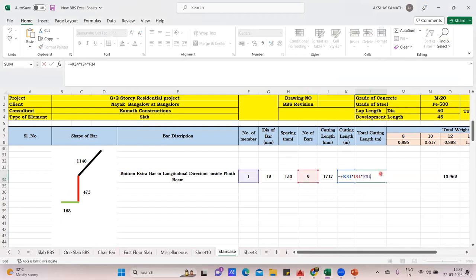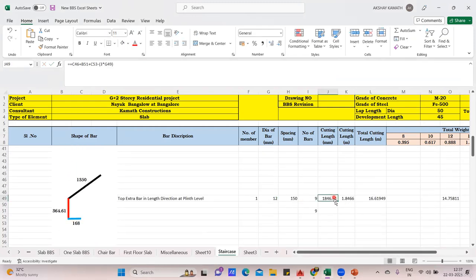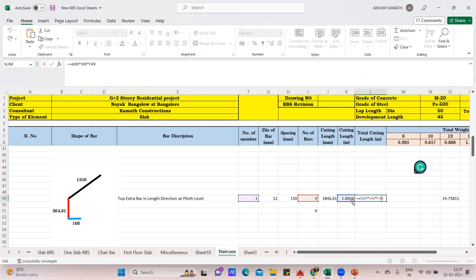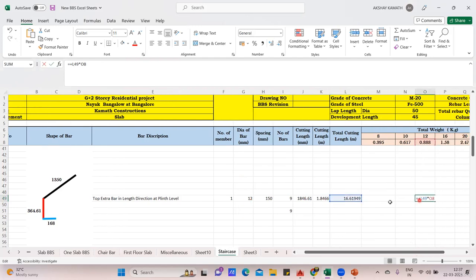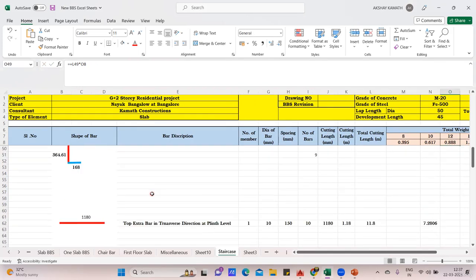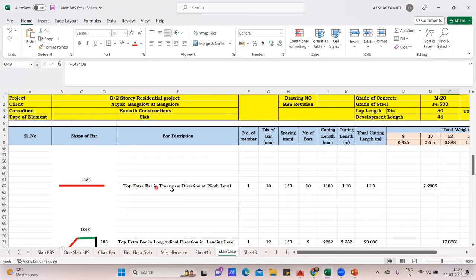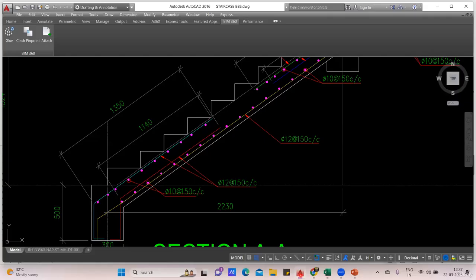So the total cutting length will be 1.746 into 9 into 1, you do 15.723. Sorry, it is here. Yeah, this is 1846. We got 1.84. So 1.846 into 9 into number of member will give me 16.61. And since it's a 12 diameter bar, so 16.61 into 0.888 will give me 14.75 kg. Got it, right? So in this way, almost all the bars I have taken out. Last one bar is there. That also I'll continue in this lecture.